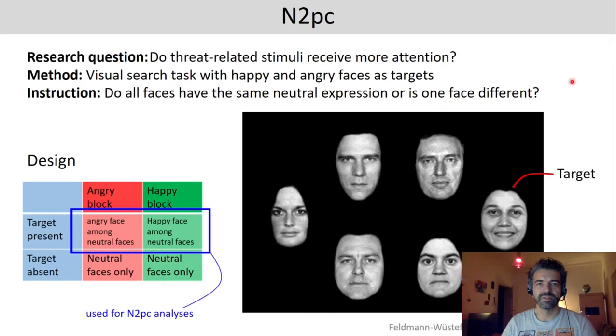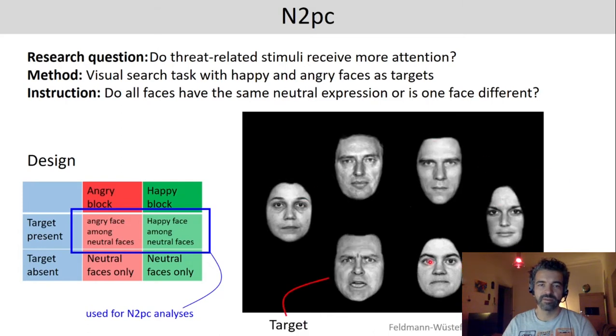This is a study from 2011 where we wanted to look at how threat-related stimuli are processed. So we compared happy faces with angry faces. This is a visual search task, and participants were instructed to say whether there was a target present or not, and the target was defined as a face showing a deviating emotion. So in this case you have 5 neutral faces and 1 happy face. In another trial you might see 5 neutral faces and 1 angry face.